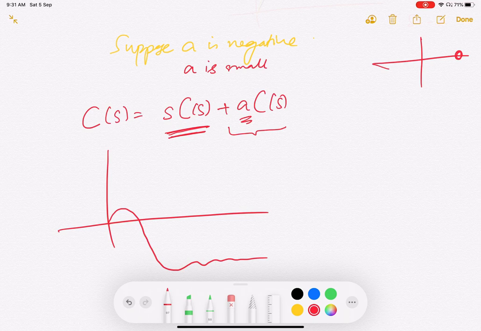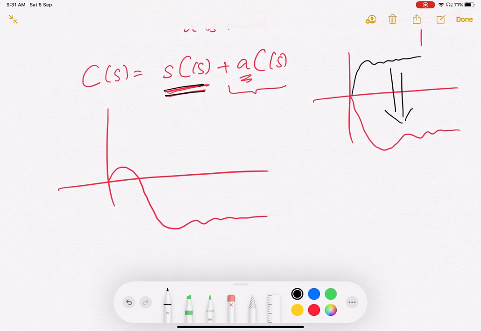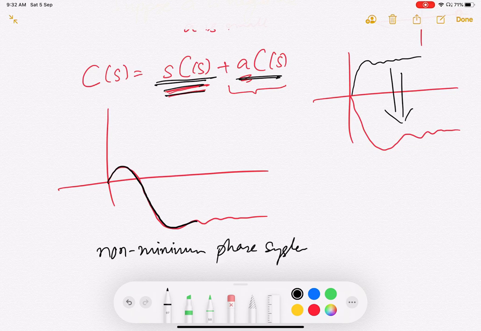Basically, since A is negative, if there had been no derivative term, you would have expected a response like this. Your c_u(t) is something like this, and you multiply this with minus A, you get something like this. But since you have a derivative term also present, and the rate of change is positive, this is more as compared to this. So it will move the system first in the forward direction and then in the reverse direction. A system which has a response like this is called a non-minimum phase system, and this has applications in control engineering.